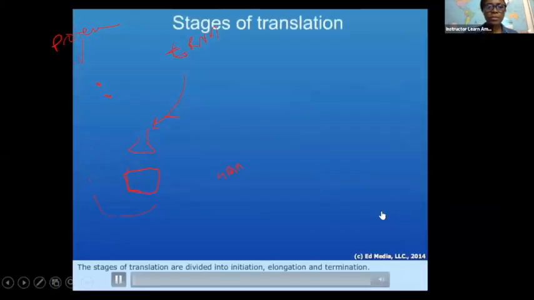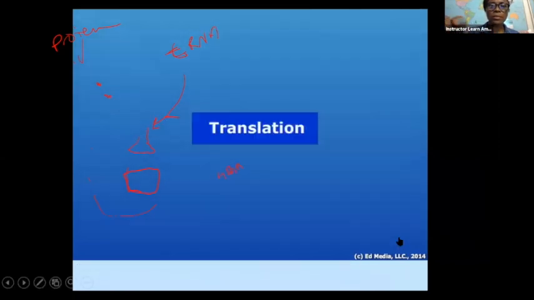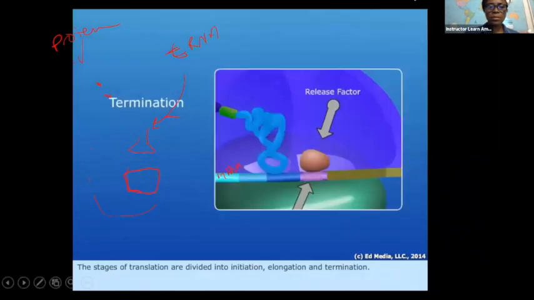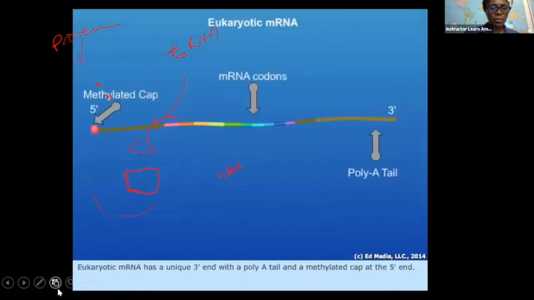The stages of translation are divided into initiation, elongation, and termination. Eukaryotic mRNA has a unique 3' end with a poly A tail and a methylated cap at the 5' end.